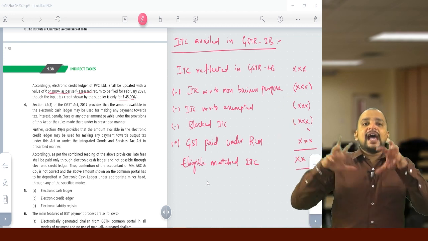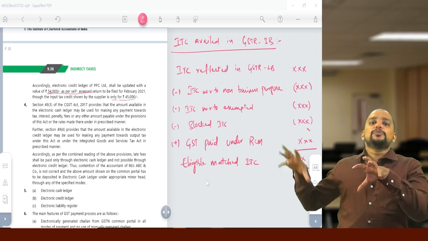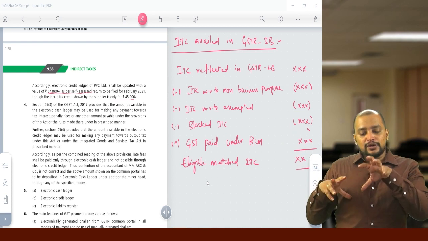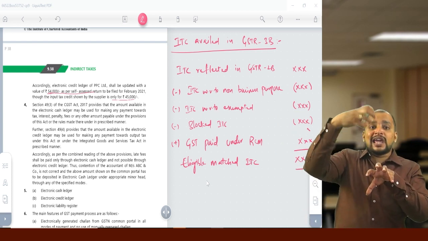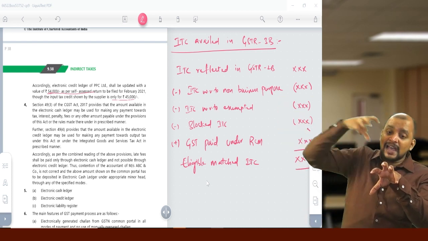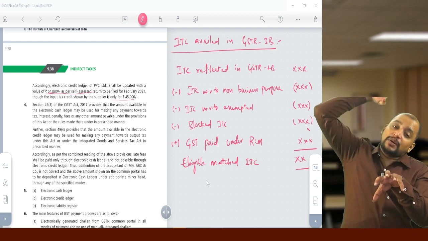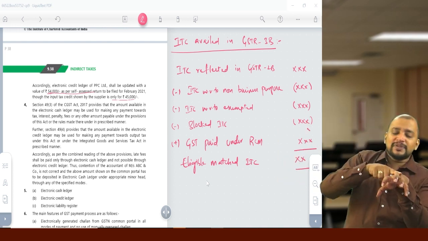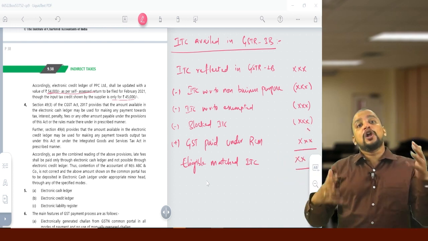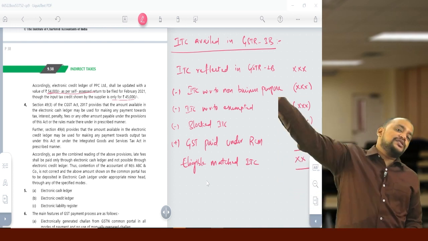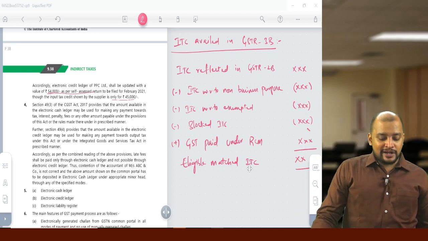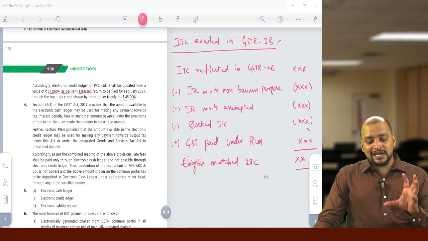Non-business purpose means use for another business is also non-business for me. For example, I have two businesses, so two registrations you can take. Whatever inward supply I received in another registration, I cannot take ITC here, because that will be non-business for this business. It will be business for the other business, non-business here. So non-business means not only personal, used for another business is also non-business. That should be taken out, and this is eligible matched ITC.